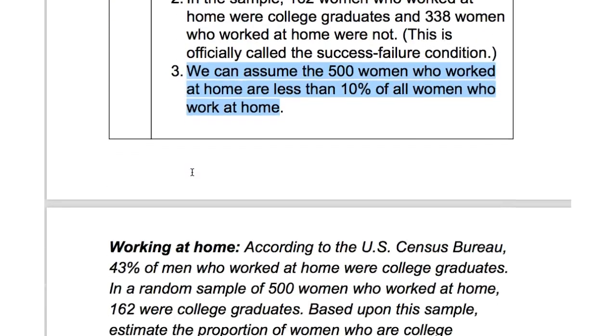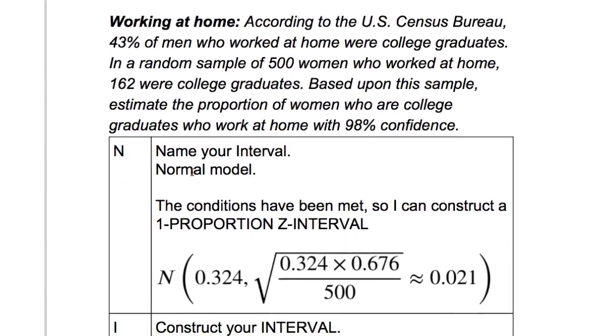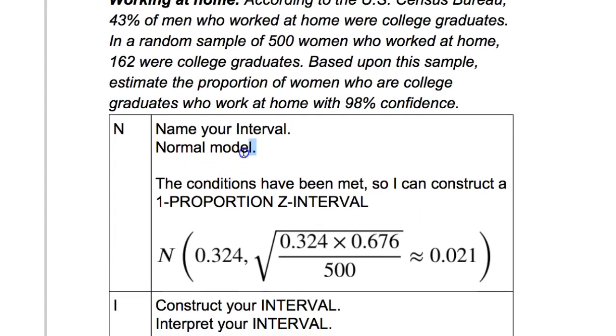So the next letter in PANIC was N. And N stands for name your interval and write your normal model. So the name of this interval is a 1 proportion Z interval. So I would say the conditions have been met, so I can construct a 1 proportion Z interval. Probably the only thing that's missing there in that statement is with 98% confidence.